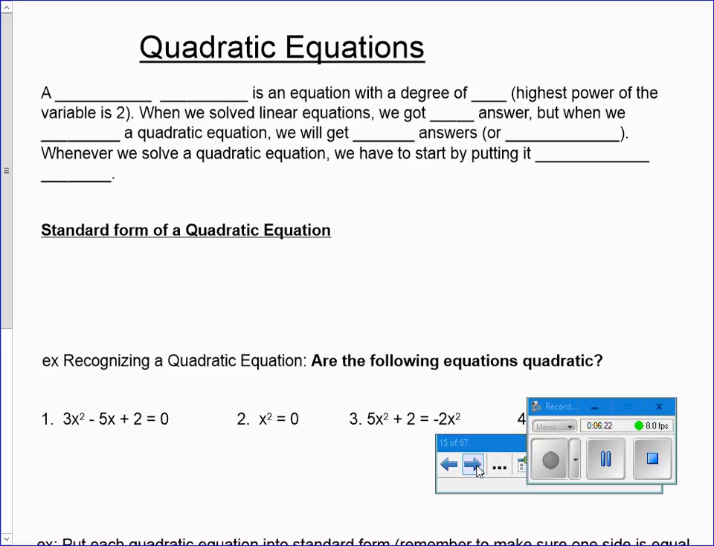Changing gears a little bit here, now we're going to talk about quadratic equations. So we're moving away from literal equations back to talking about quadratic equations, which is what we're going to be covering for the rest of the unit.